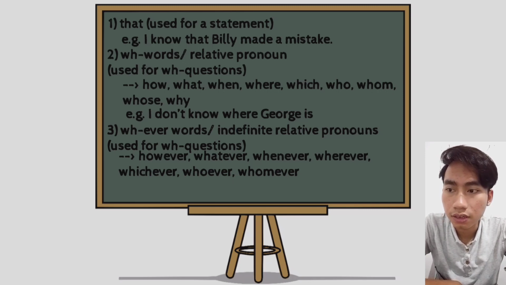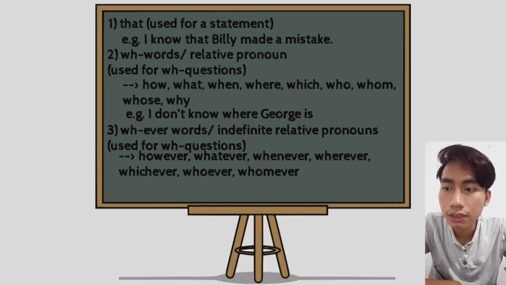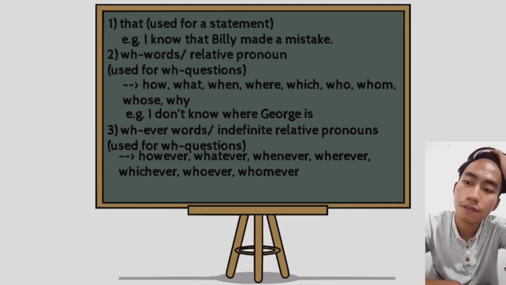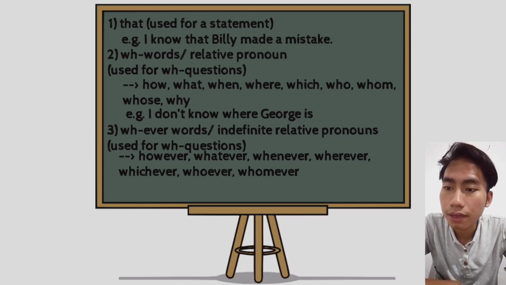The third one is WH-ever words, or we can call it indefinite relative pronouns, such as however, whatever, whenever, wherever, whichever, whoever, and whomever. It's also used for WH questions. For instance, "My comment is whatever you wish."